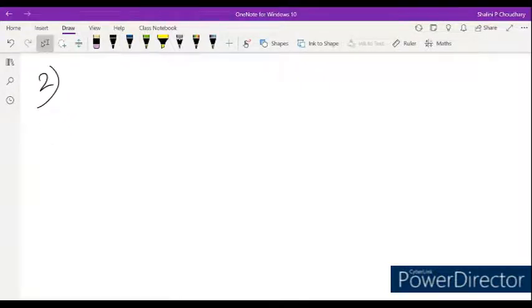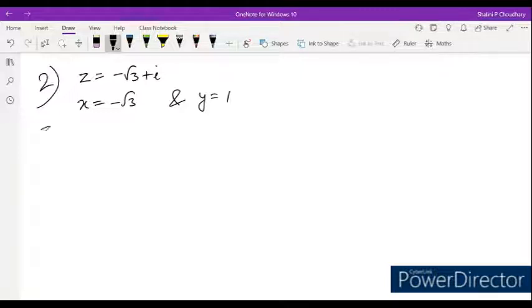Okay, the question is z is equal to minus root 3 plus i. It means यहाँ पे x का value है minus root 3, so x is equal to minus root 3 and y is equal to 1. Now x is r cos theta, that is equal to minus root 3, and y is equal to r sin theta, that is equal to 1.